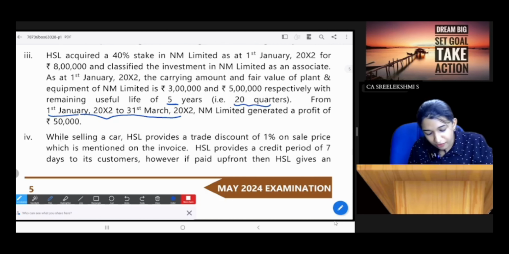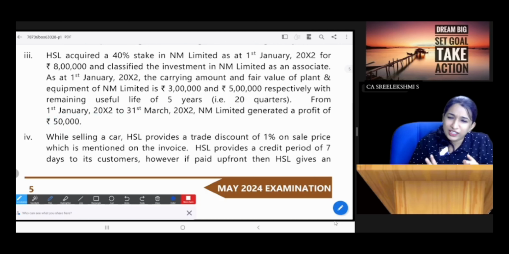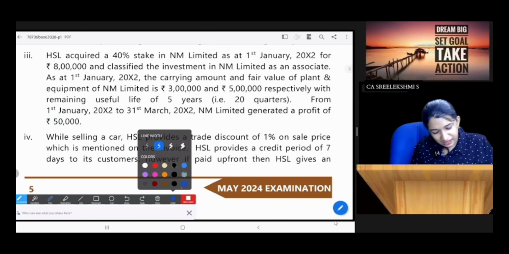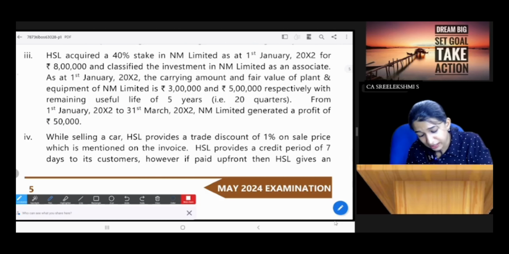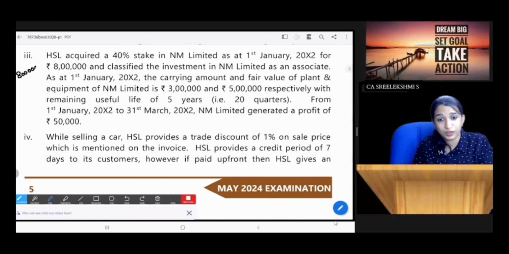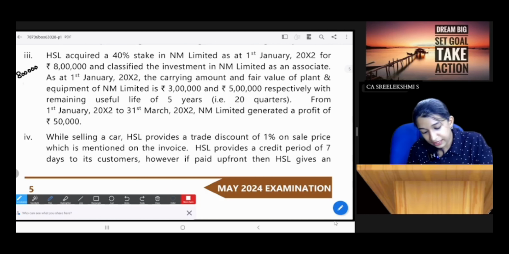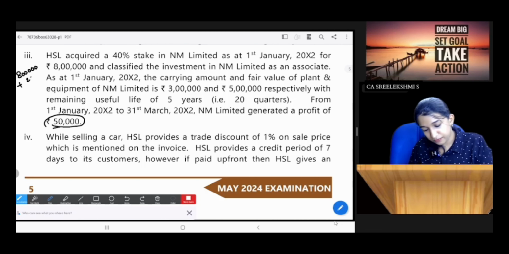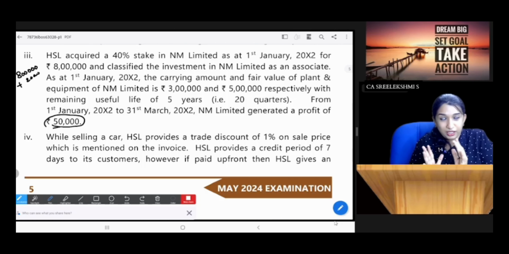NM Limited generated a profit of 50,000. So the question will be, what is the carrying amount of investment? This is a very easy question. As per Ind AS 28, carrying value of investment is calculated initially at cost. Then we'll add the post acquisition profits earned during this period, 50,000. But you take only your share. What is your share? 40%. 20,000 profits is added, but there is an additional depreciation also to be adjusted.